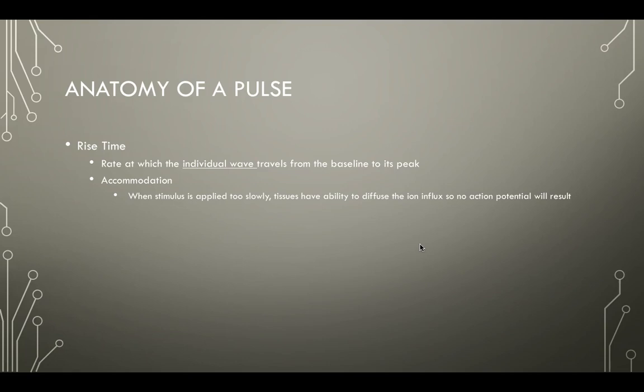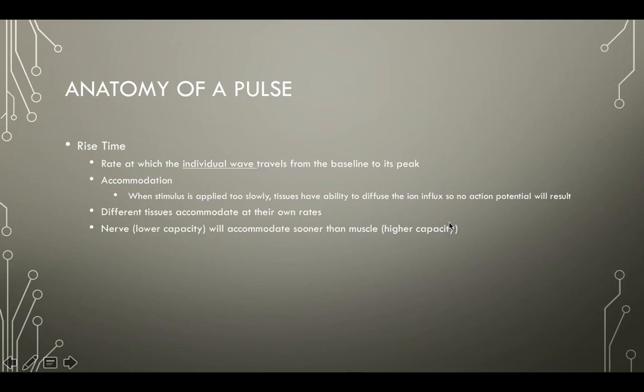So negatively charged ions are what's going to now carry this signal through. And so if we apply the stimulus too slowly, those ions can really disperse. And so we don't get enough potential, so voltage, right? Enough potential and current to push the signal through. So no action potential, no response will happen.